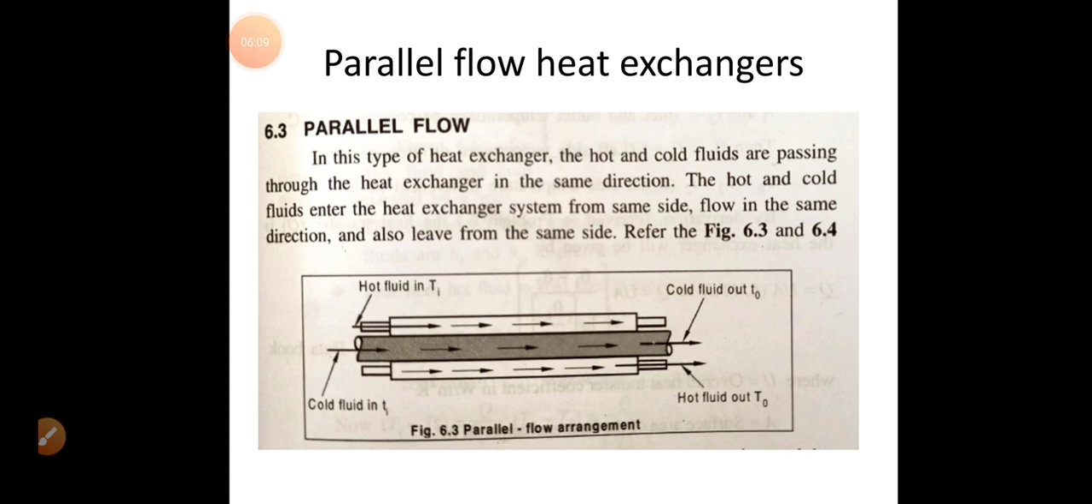The next type is parallel flow heat exchanger. In a parallel flow heat exchanger, both the hot fluid and the cold fluid pass through the heat exchanger in the same direction. That is, both hot and cold fluids enter the heat exchanger from the same side, flow in the same direction and leave from the same side. The flow of both the fluids is represented by arrows in the diagram. In the diagram, you can see arrows which represent the flow of hot and cold fluid. Here the cold fluid flows through the inner side, which is shaded, and the hot fluid flows around that.